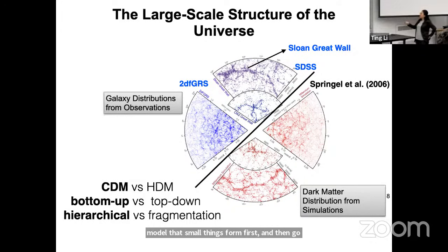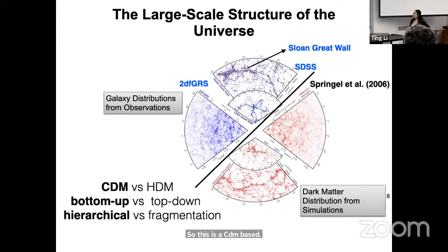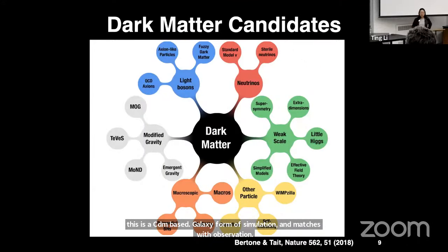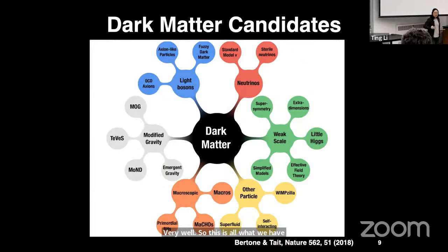So this is a CDM-based galaxy simulation and it matches with observation very well. So this is all what we have known. But even if we rule out hot dark matter, we know dark matter exists.